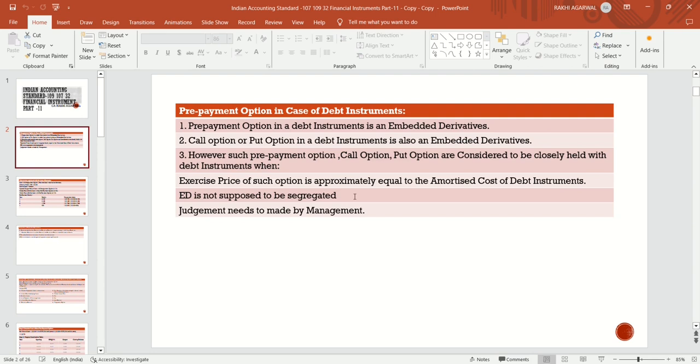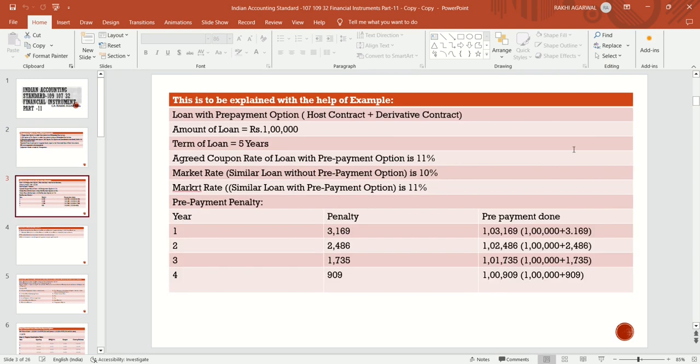In this case, when the exercise price is equal to the amortized cost, it will be treated as a closely related option, and it will not be segregated, and management will also take the decision. Now this concept is explained with the help of an example, so it will be clearer for understanding.